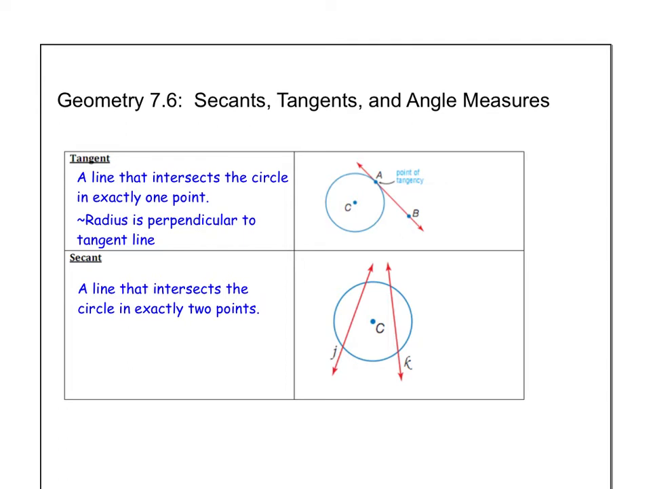Today we're also going to learn about a thing called a secant. A secant is a line that intersects a circle in exactly 2 points. For instance, look at line J. Line J intersects circle C here and here. It intersects the circle in 2 points. So J is a secant. K intersects the circle in 2 points. So please jot down the definition of a secant: a line that intersects the circle in exactly 2 points.